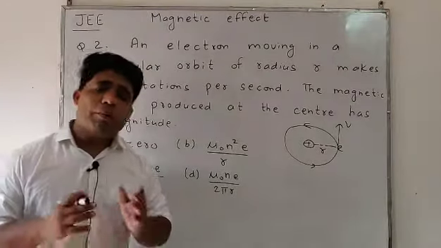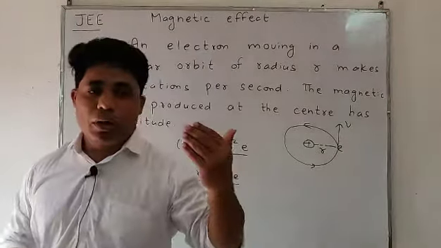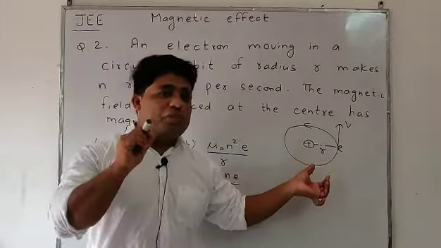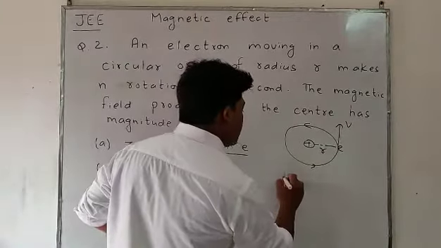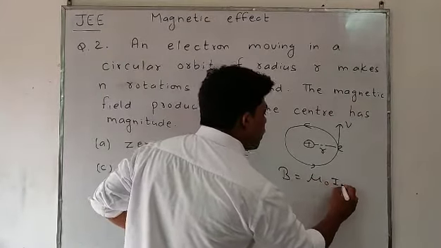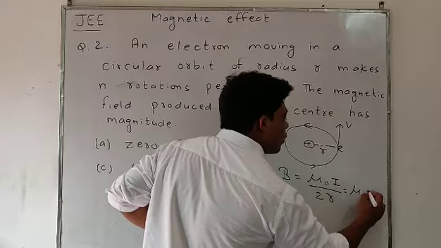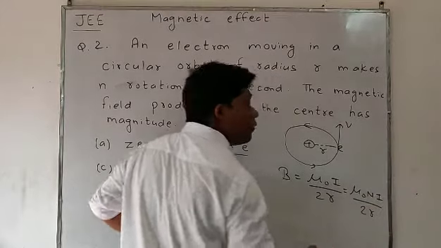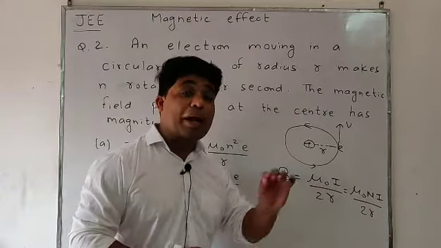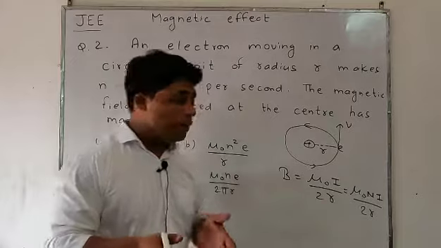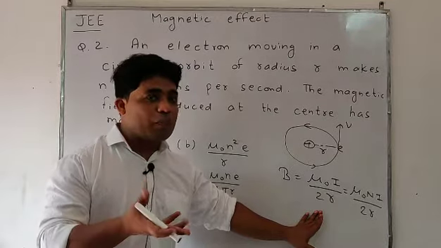We did the Biot-Savart law and its 3 applications. You can check the previous YouTube video. The first application of Biot-Savart law: magnetic field at the center of a current carrying coil is B equals mu naught I upon 2r. Either we can write mu naught N I upon 2r if the number of turns is N. Generally we use mu naught I upon 2r. This is the magnetic field at the center of a current carrying coil. Here he is asking the magnetic field produced at the center, so we'll use the first application of Biot-Savart law.